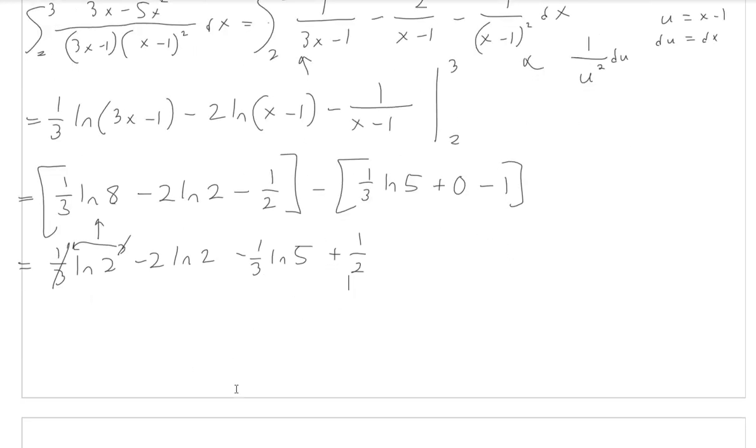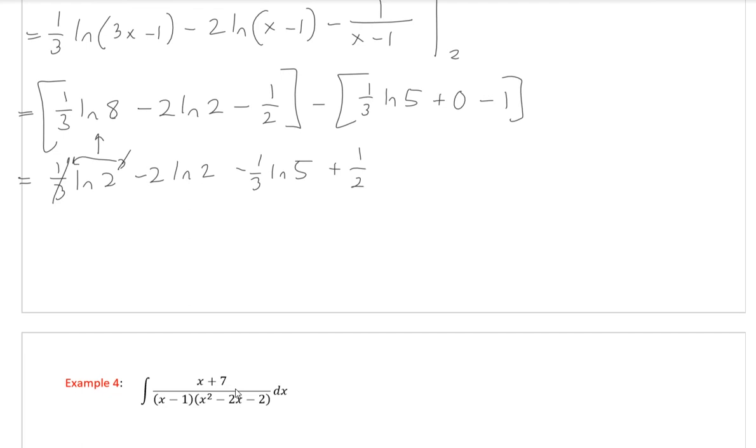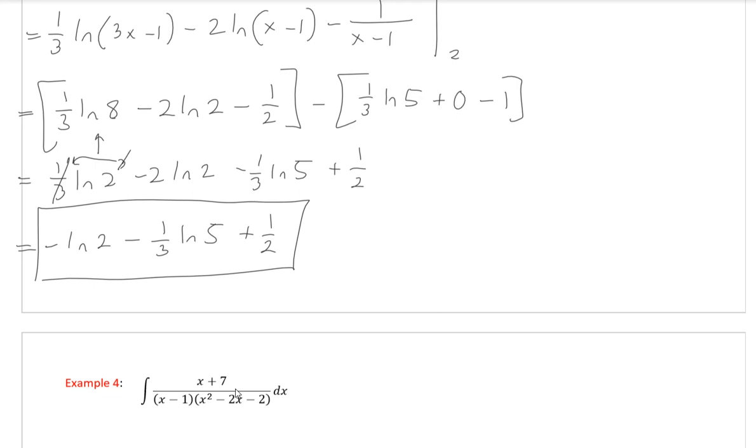So then I can combine these appropriately. I get, this is a positive 1 natural log of 2, minus 2 natural log of 2, so minus natural log of 2, minus 1/3 natural log of 5, plus 1/2. All right. Now, that should be good enough. However, you can continue to simplify this more if you so please.